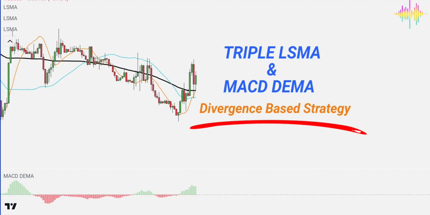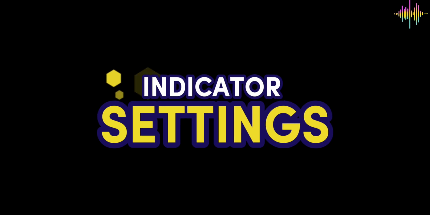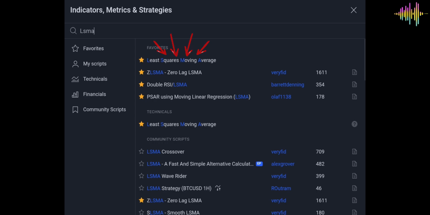Strategy name: Divergence Strategy. Objective: to identify trend reversals and execute profitable trades. I'm now displaying the settings for the indicators we'll be using for trading. Please pay close attention as we optimize them and add them to the chart.